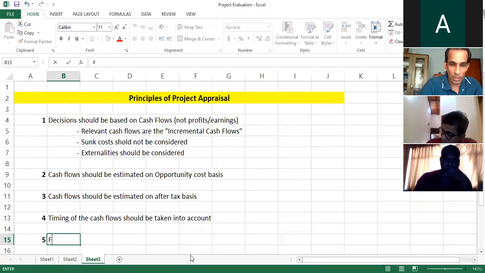Excuse me, sir, even the cost for the time period is also in the cost of capital, is it? So it will be higher than the interest rate.